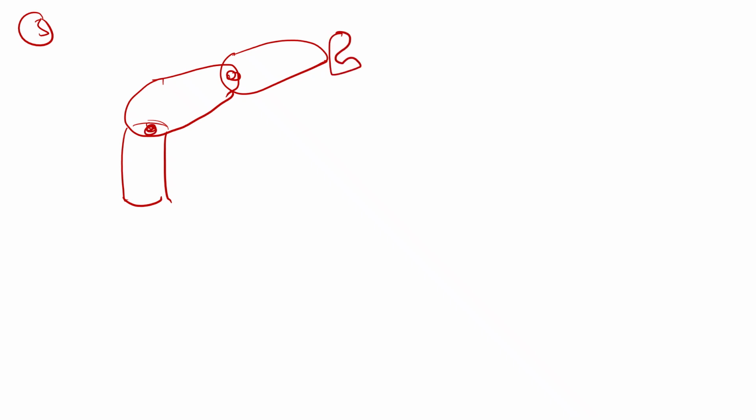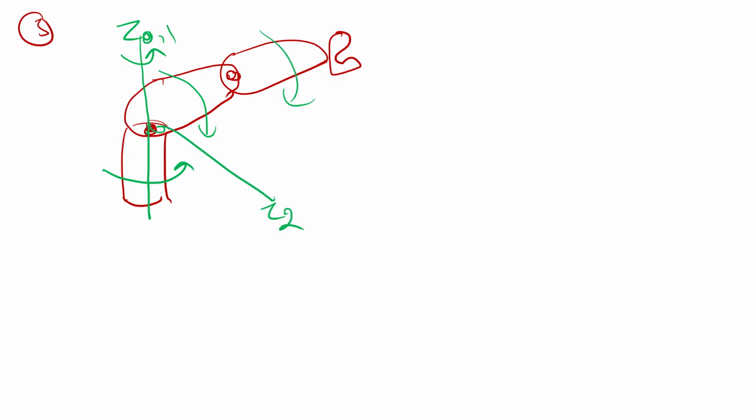Let's assign the axes. The first one rotates like this, so here is my axis. This is my 0 and 1, because for simplicity I have assumed the reference and the first joint are the same. Then the second joint rotates like this, so this one is Z2. Then it rotates like this, so this is Z3. So this manipulator is called RRR.